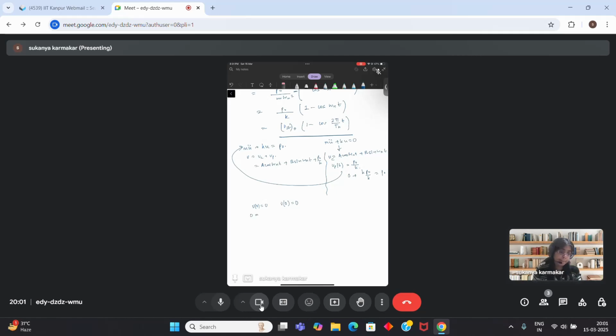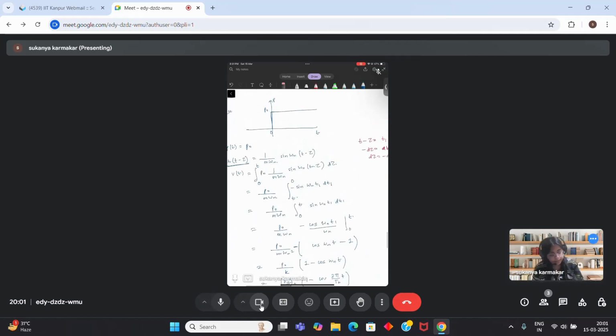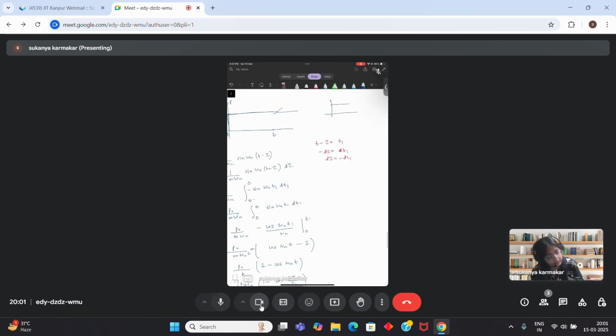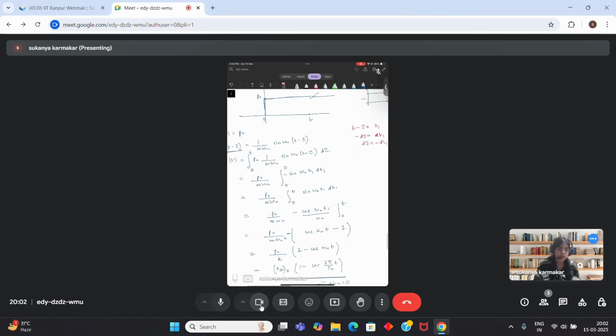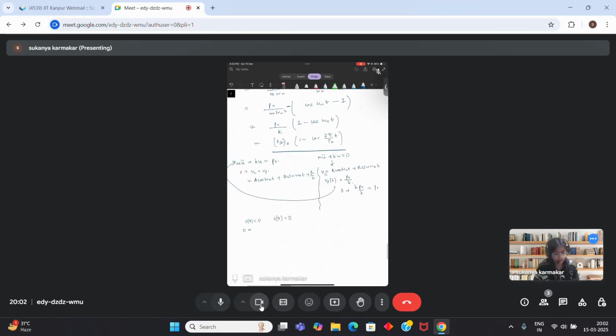But in this case, this P naught is acting continuously, right? Here the P naught is acting from 0 to T? No, this is continuous. It's not the rectangular pulse case. Now I'm considering this classical example.